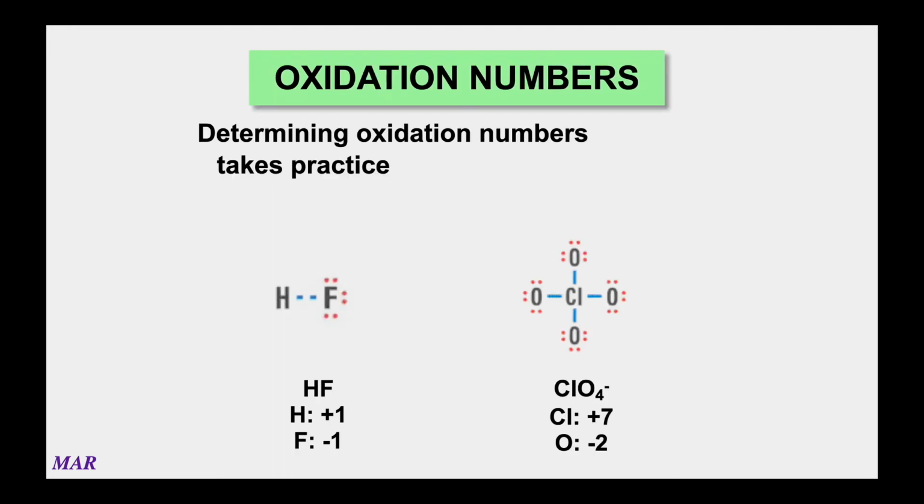The atoms in hydrogen fluoride have oxidation numbers of +1 and -1 respectively. These are the charges the atoms would have if the bond were completely ionic. The oxidation numbers on the atoms of the perchlorate ion indicate the charges they would have if the transfer of electrons were complete. Such complete transfer, however, does not occur in reality. So doing oxidation numbers does take a little bit of practice.